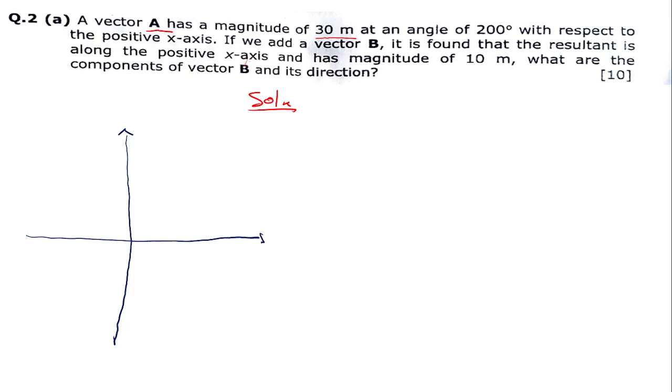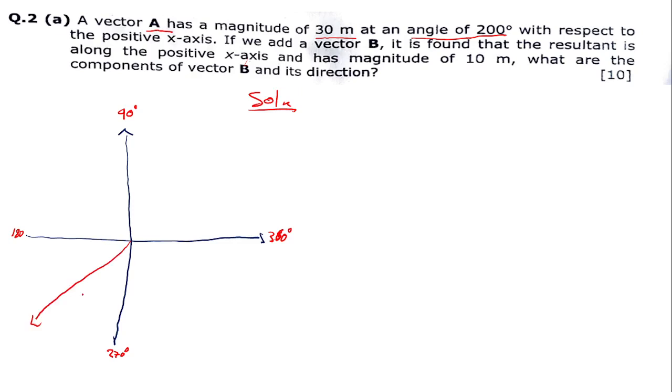Magnitude simply means the size of the vector. And then the other thing is for me to know the angle. The angle is 200 degrees. If this is 90 degrees, that one is 180, then this is 270 degrees, and this is 360 degrees. That simply means that vector A is in the third quadrant.